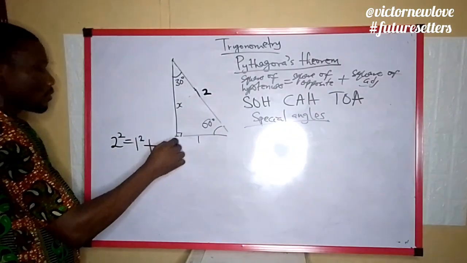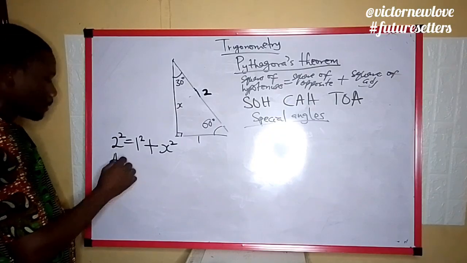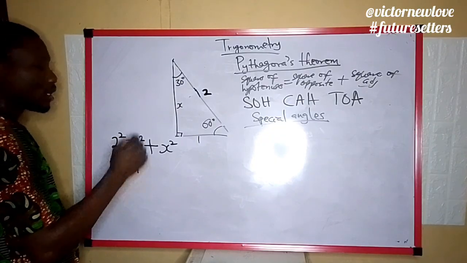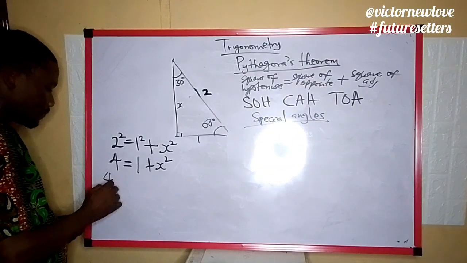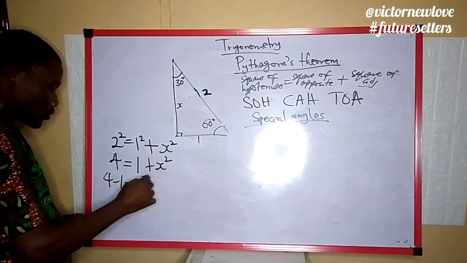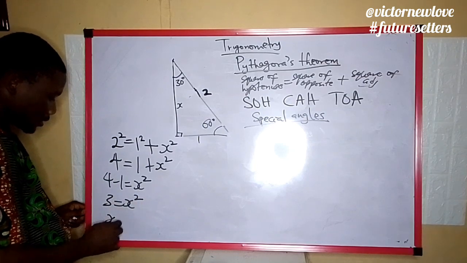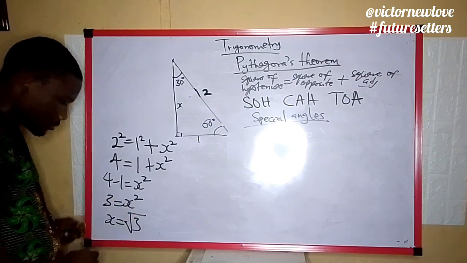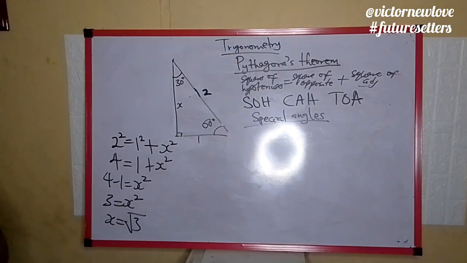adjacent plus the square of the opposite, which is x squared. So that means 4, because 2 squared is 4, is equal to 1, because 1 squared is 1, plus x squared. Take 1 to the other side. We have 4 minus 1 equal to x squared. It therefore implies that 3 is equal to x squared. Therefore, x is equal to square root of 3. Take note of this valuable point.